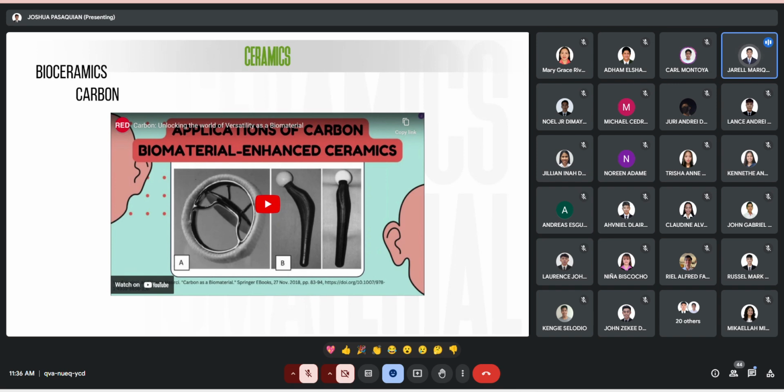We have carbon-based bioceramics. This material stands out for its impressive strength, durability, and resistance to wear and thrombosis. Carbon bioceramics are used in small joint implants and as coatings for other implants, offering excellent durability in the body. Here's a video explaining the application of carbon biomaterial.